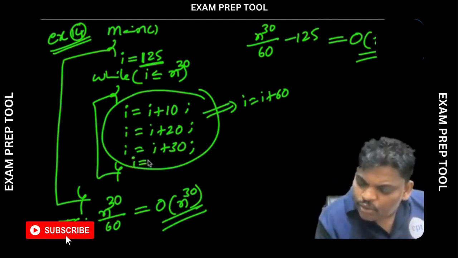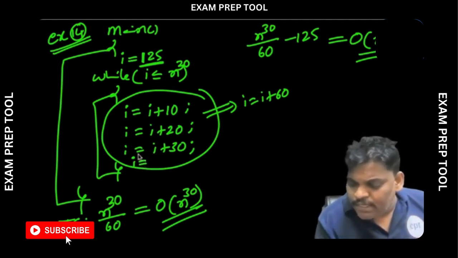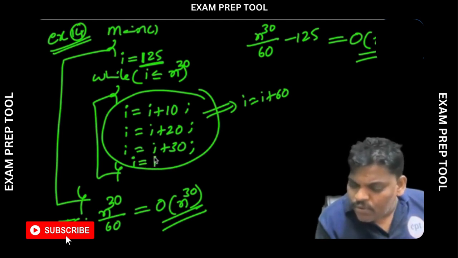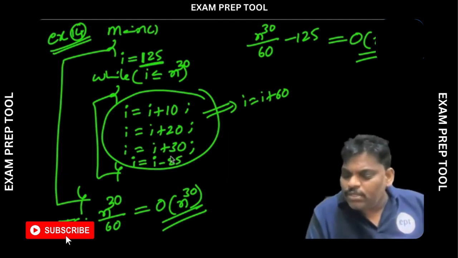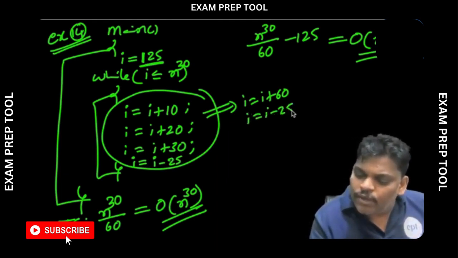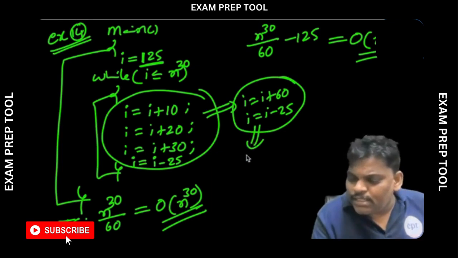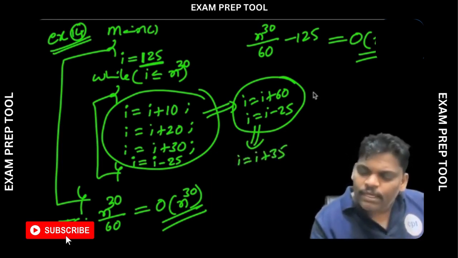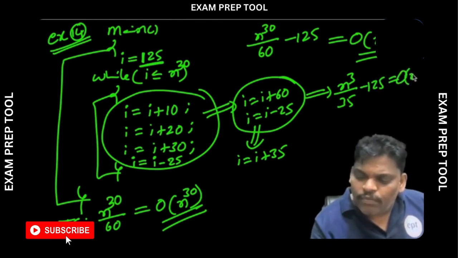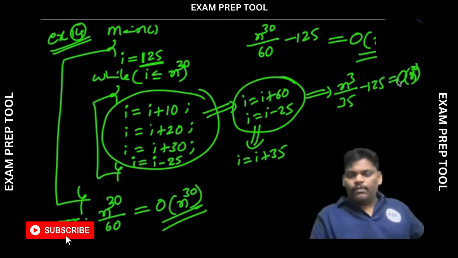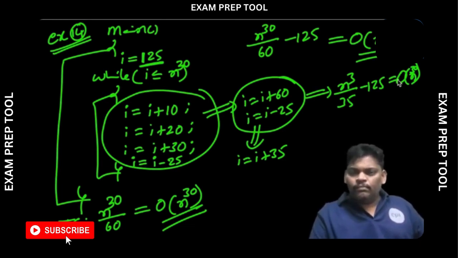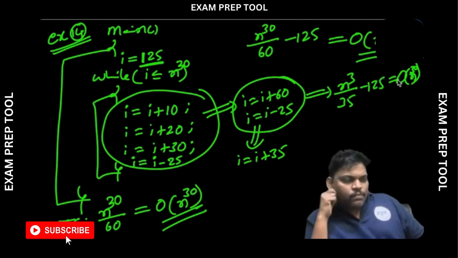Let's see one small line. Addition and subtraction both will cancel each other. If I is equal to I minus 25, it became I is equal to I minus 25. So overall, 25 subtracted, I think it is 35. I is equal to I plus 35. Then it will become n power 30 by 35 minus 125, which is nothing but big O of n power 30. That's it. Fine. Can we move to the next problem?